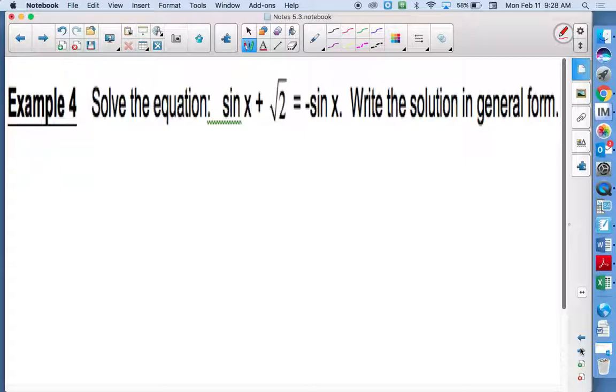Any suggestions about how to start this one? Grant, what do you think? Well, would you add sine x to the other side? Or the negative sine x to the other side? Yeah, so we can get those sines together. So sine x and sine x make 2 sine x. Now it's equal to 0.